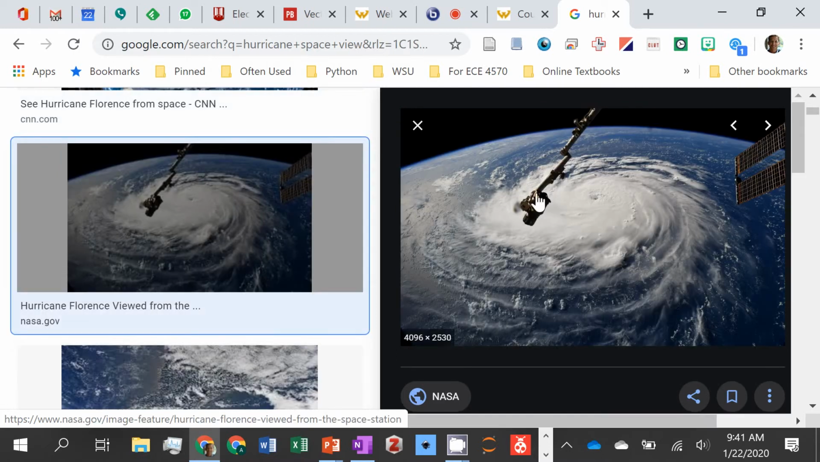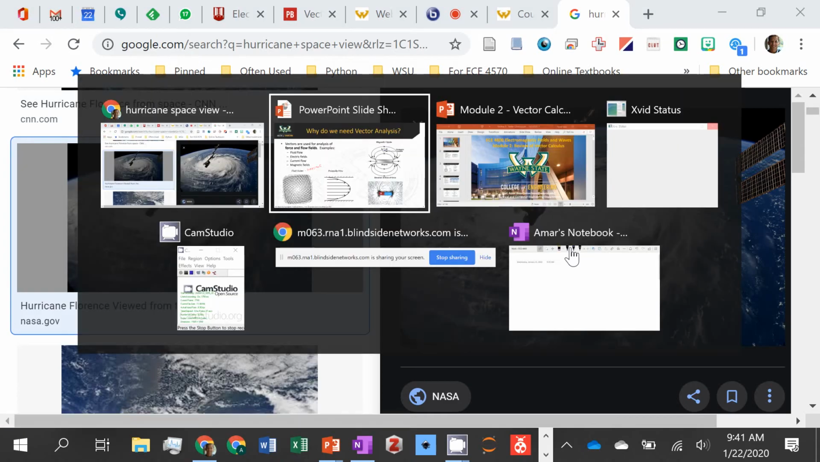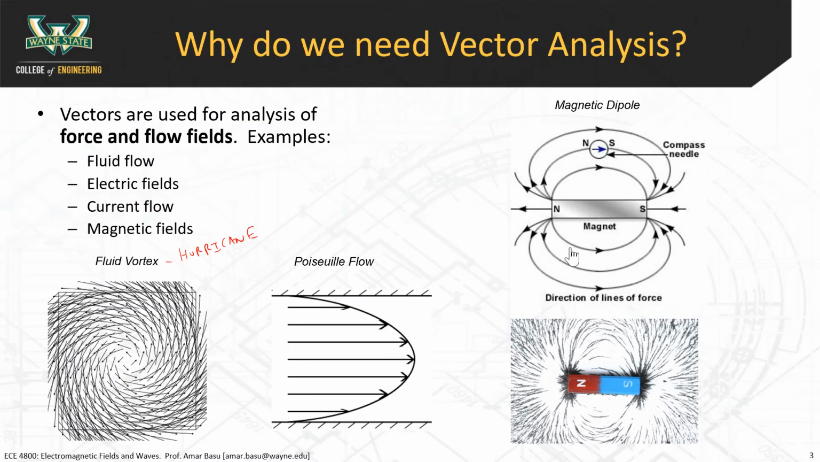So hurricanes are basically wind, right? It's a wind pattern, and these wind patterns form a vortex. And every point in space in that vortex is going to have a certain direction and a velocity. Some of you may or may not know that the center of the hurricane, the eye of the hurricane, actually has no wind at the center. But there are very strong winds once you go outside the center of the eye.